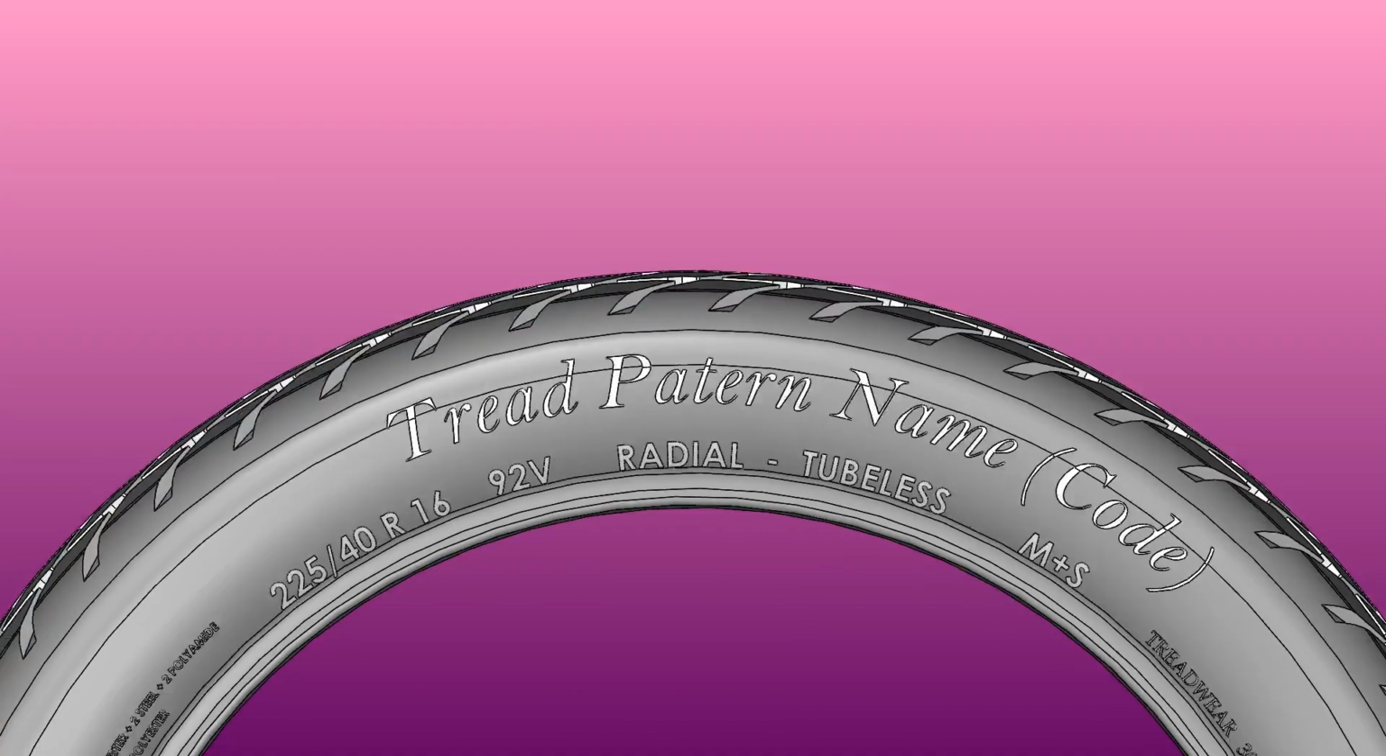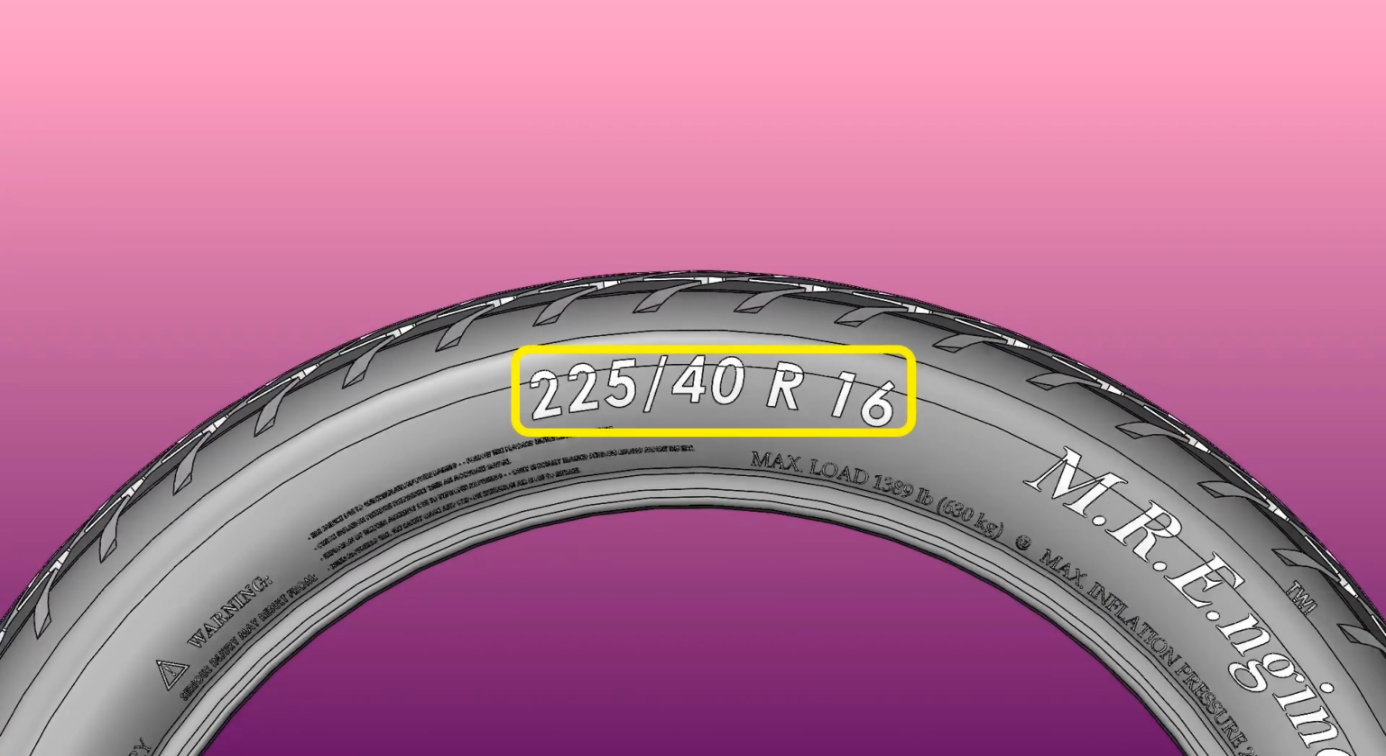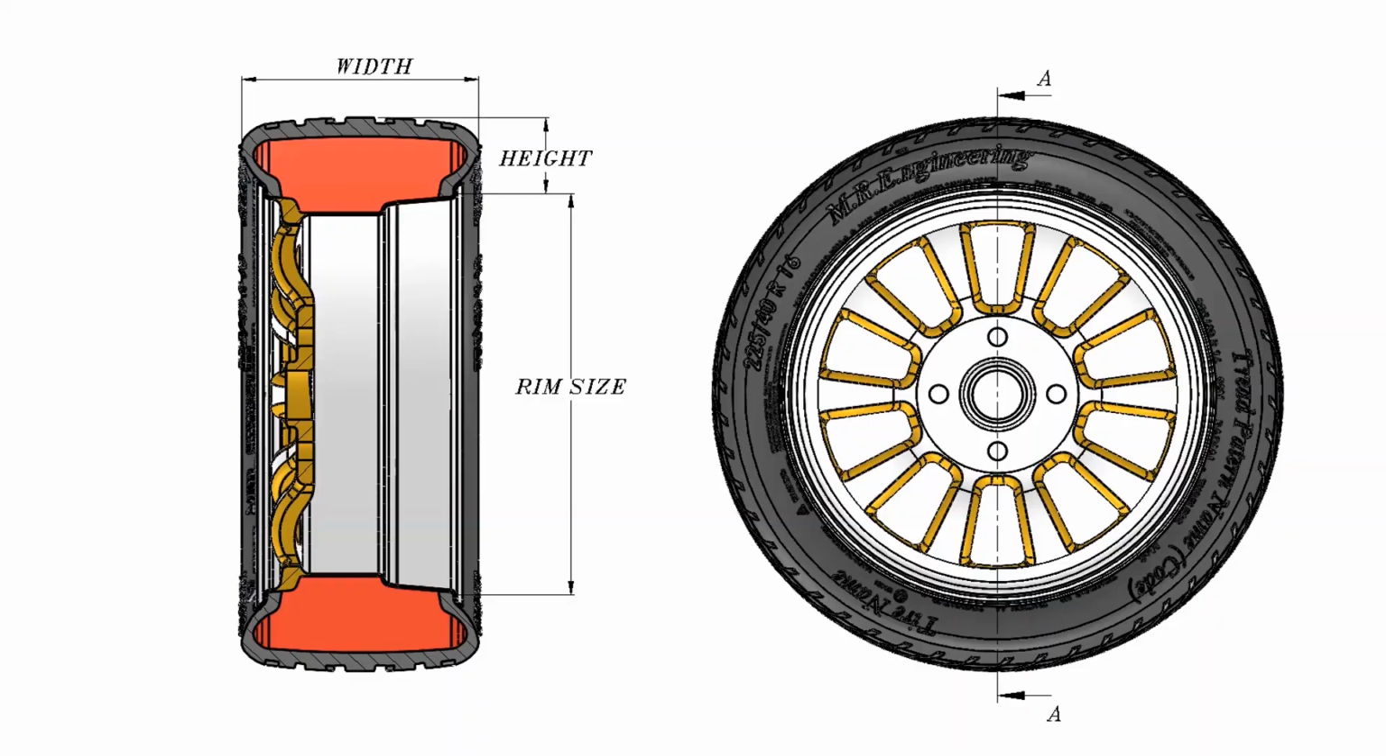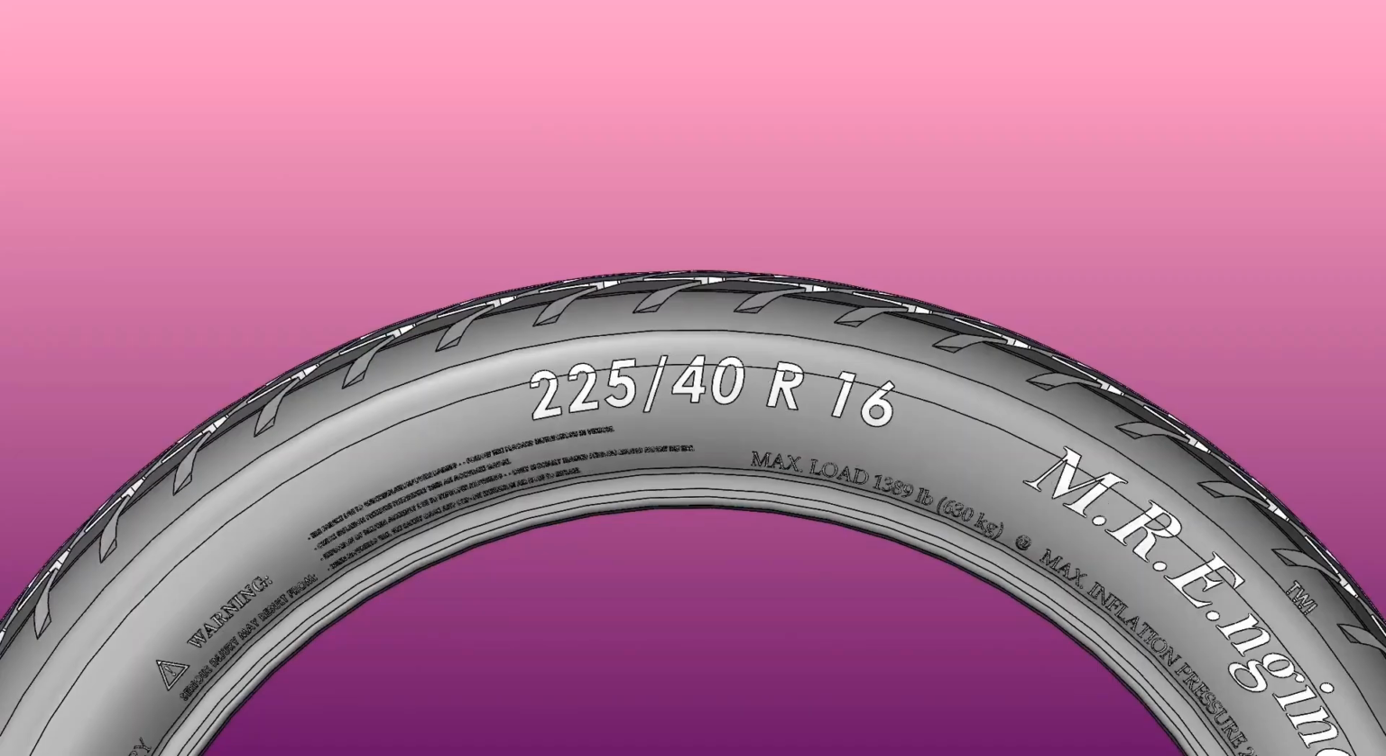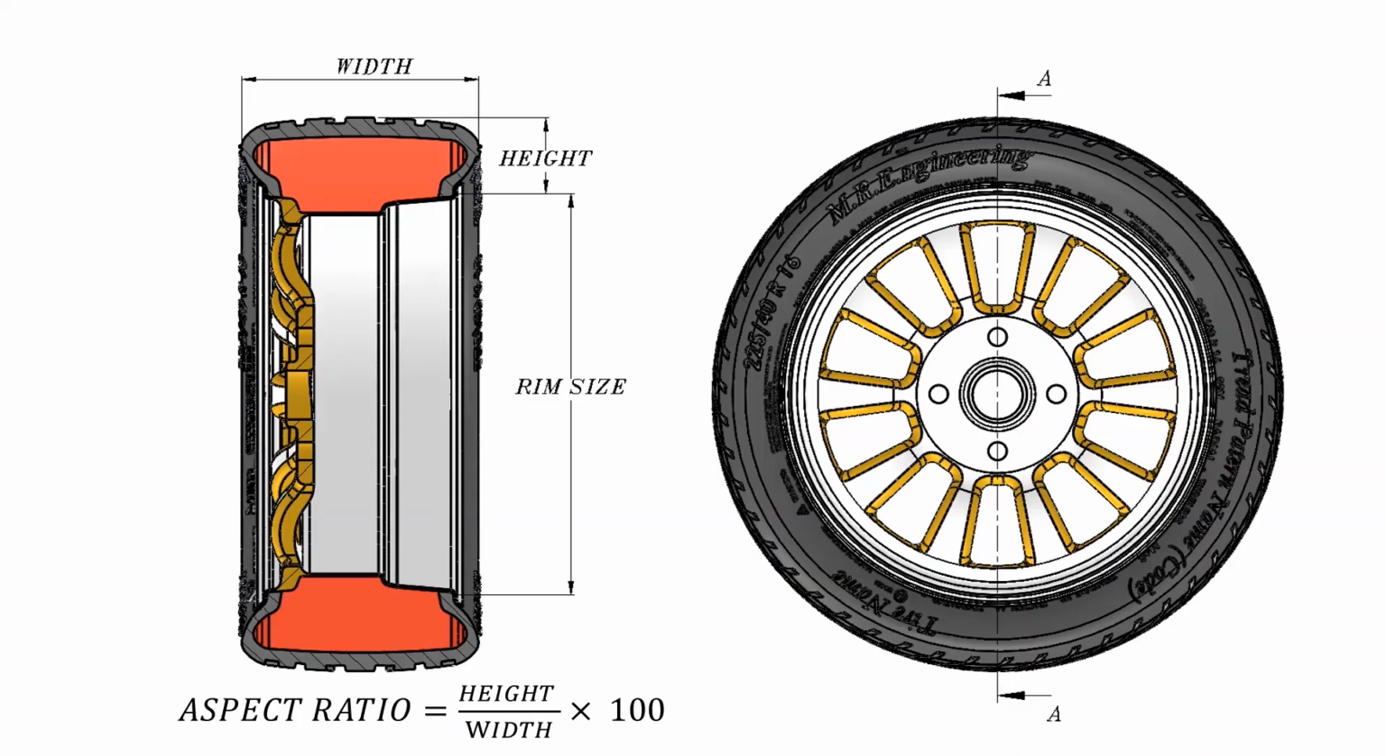Other information is the tire size designation, like 225/40R16. The first 3 digits indicate the section width of that tire in millimeters. The 2 digits after the slash indicate the aspect ratio, which is defined as section height divided by section width multiplied by 100. So the smaller this number is, the smaller the shoulder, indicating a sportier tire.